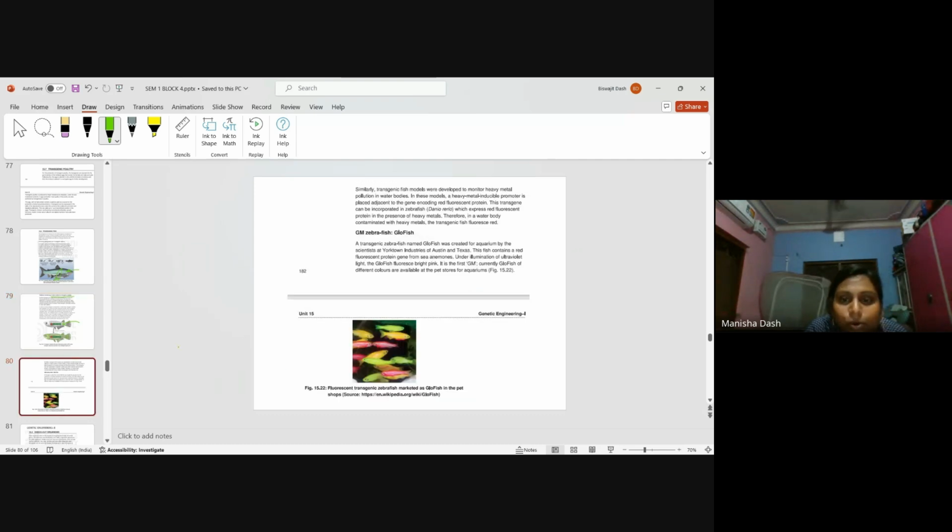Then we have this glowfish, the GM zebrafish, the genetically modified zebrafish. It is a transgenic zebrafish named the glowfish, created for aquariums by scientists. This fish contains a red fluorescent protein gene from the sea anemone, and it glows under ultraviolet light. The glowfish are mostly used for ornamentation purposes.